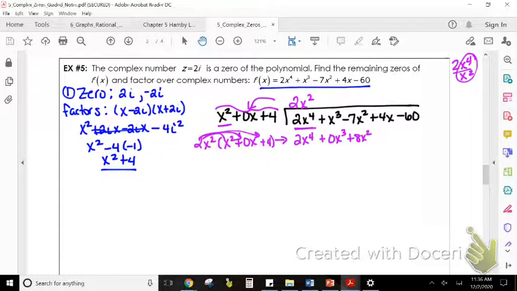Now remember, we're going to subtract, which means we're going to change all the signs, so that becomes negative. This is going to become negative, and this is going to become negative. Then we combine them. 2x to the 4th minus 2x to the 4th cancels. Your first term should always cancel. We got x cubed minus 0x cubed. Still have an x cubed. Then we got negative 7x squared minus 8x squared, which is negative 15x squared. And then we're going to bring down the rest.